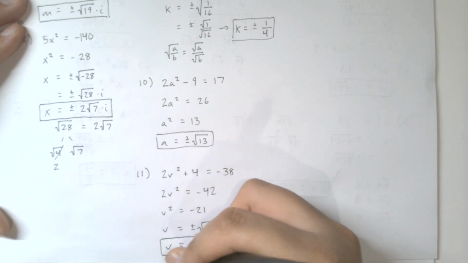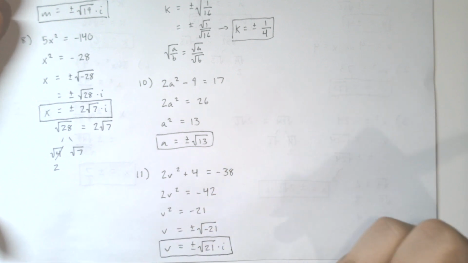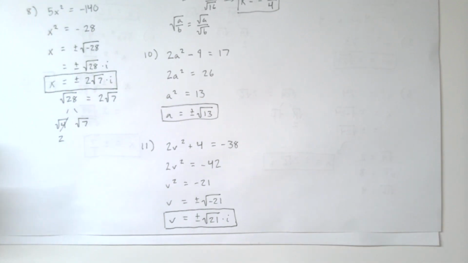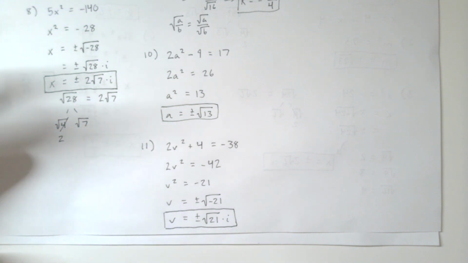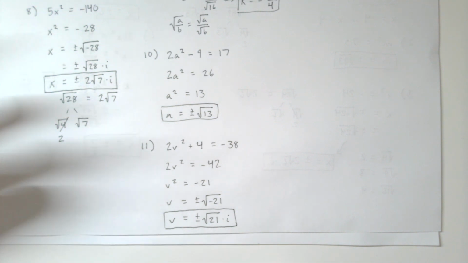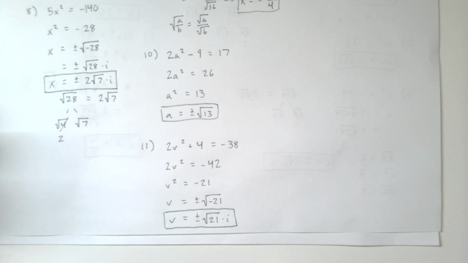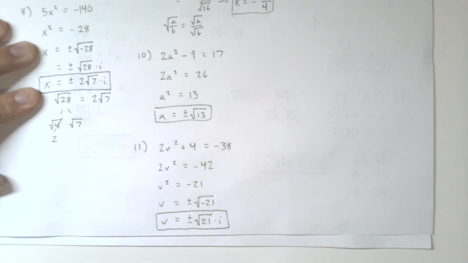Now, 21 cannot be divided by a perfect square. Its only factors are 1 and 21, but we don't like to do that. So really the only factors we want to consider are 3 and 7, but those are both prime numbers, and that's how we know that this doesn't break up any further.